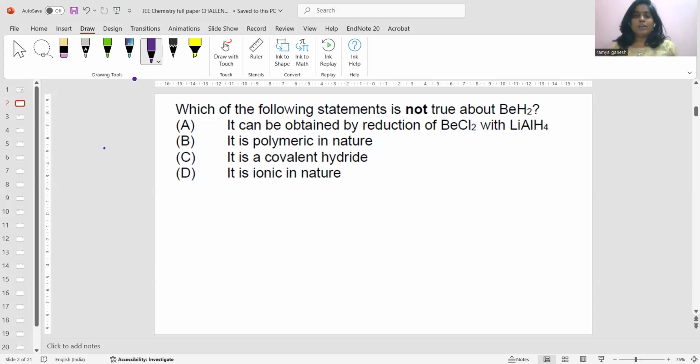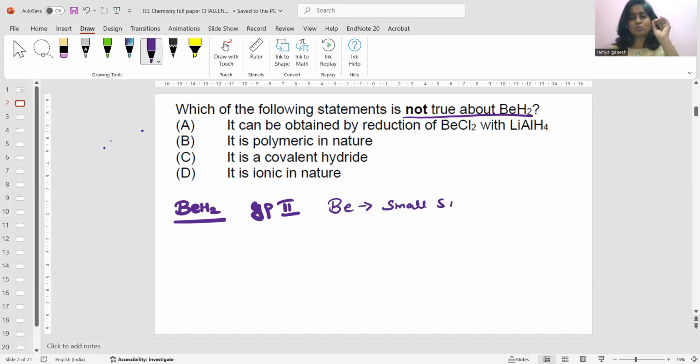So the first question is, which of the following is not true regarding beryllium hydride? Beryllium hydride, I guess, by this time we should know it belongs to group 2 elements. Isn't it? It belongs to group 2 elements. So what are the basic things about group 2 elements? For JEE, we have the anomalous behavior of the second period elements that you have to know definitely. Beryllium, we know, has a very, very small size compared to its group elements. So this means it has high charge density. These are the first two hints that we can get from beryllium hydride.